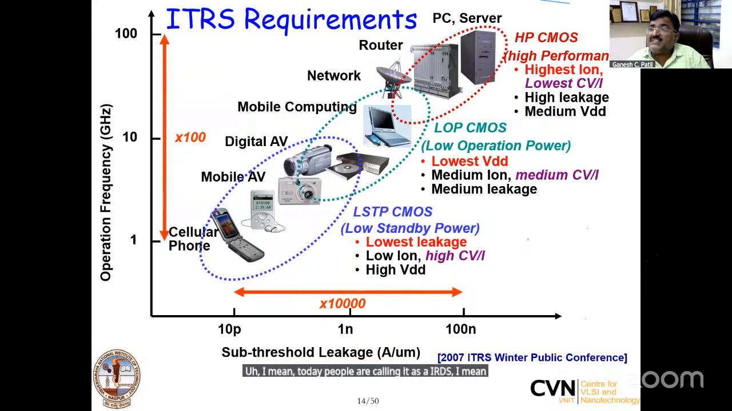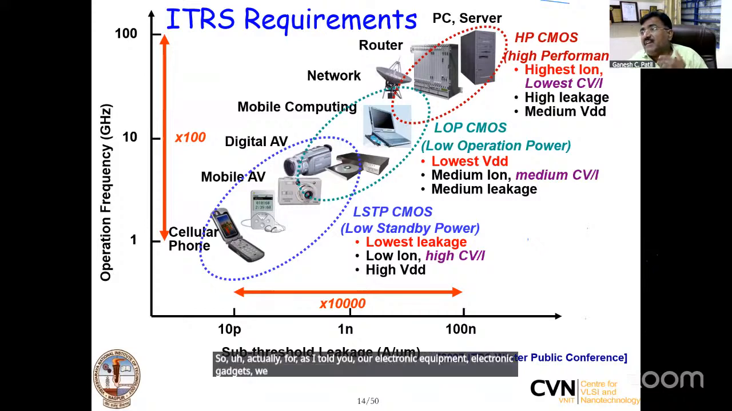I mean, ITRS is gone now. IRDS came up. As I told you, for our electronic equipment and gadgets, we require high performance, low power, or low standby power, like mobile phones. Mobile phones will sometimes go into sleep mode, right? When they go into sleep mode, we don't require that kind of power, or that kind of performance.